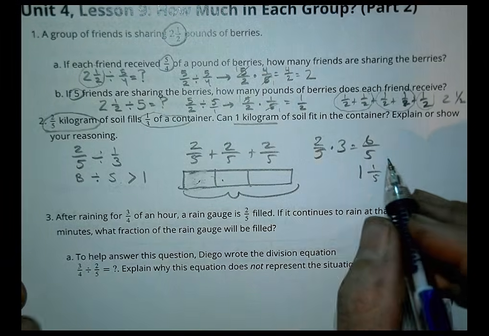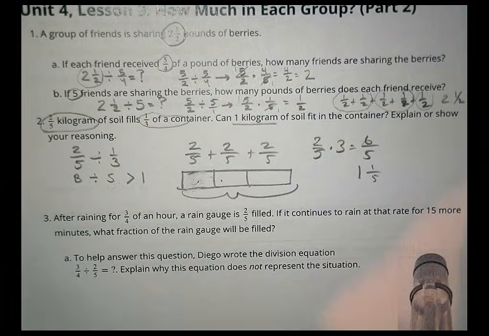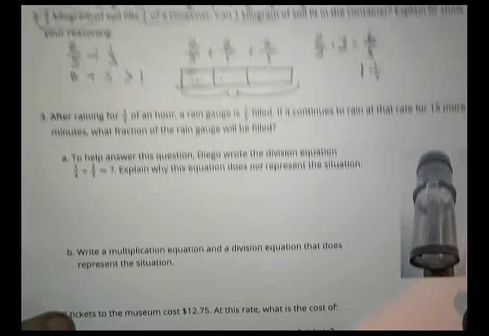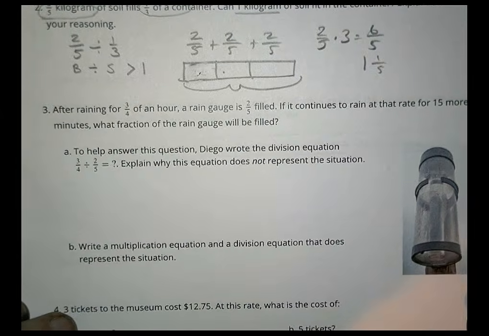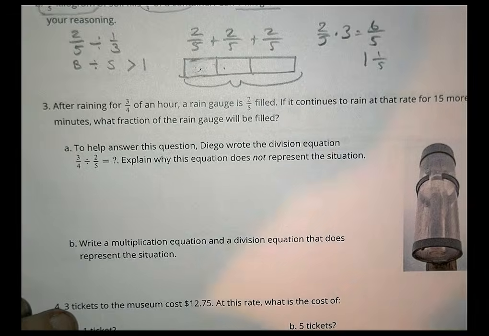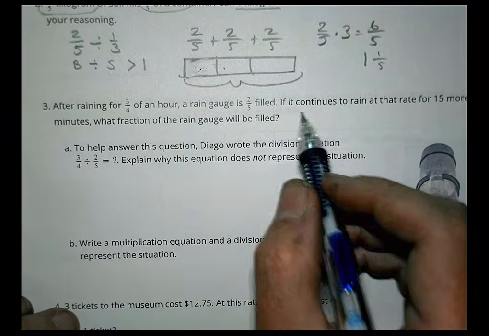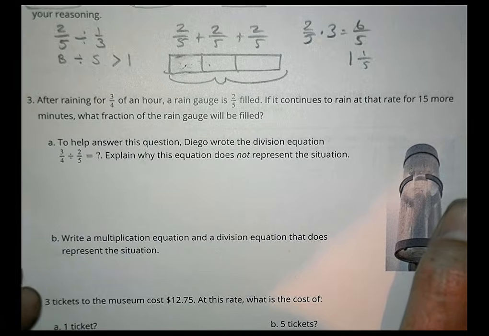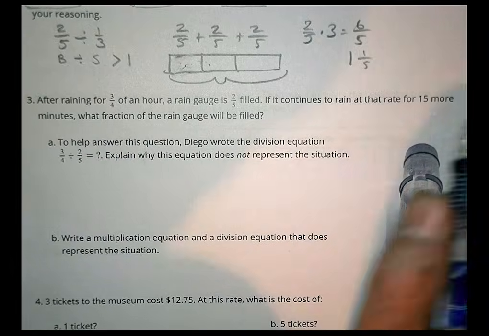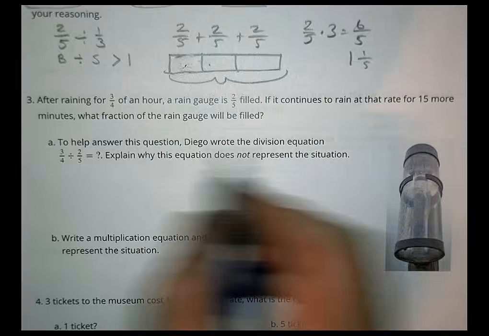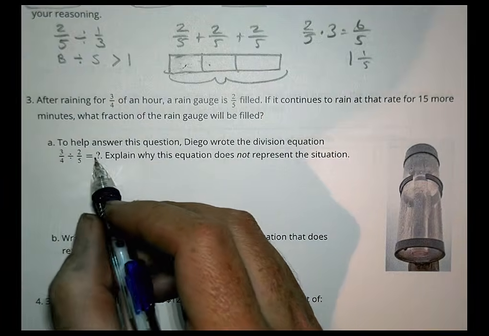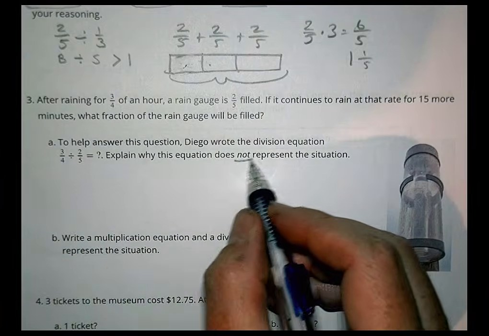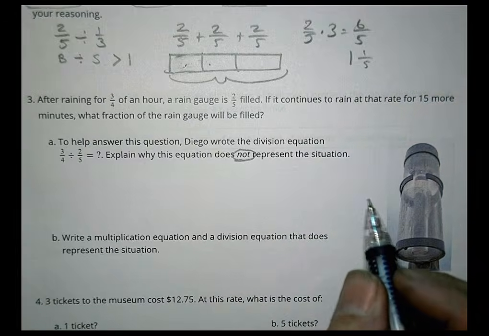So I'm going to be able to fill up a container and have a little extra to go around. Number 3. After raining for 3/4 of an hour, a rain gauge is 2/5 filled. If it continues to rain at that rate for 15 more minutes, what fraction of the rain gauge will be filled? To help you answer the question, Diego wrote the division equation 3/4 divided by 2/5 equals what? Explain why this equation does not represent the situation.